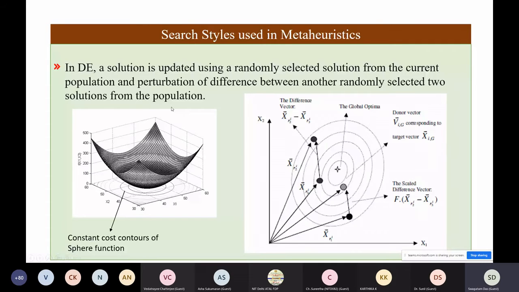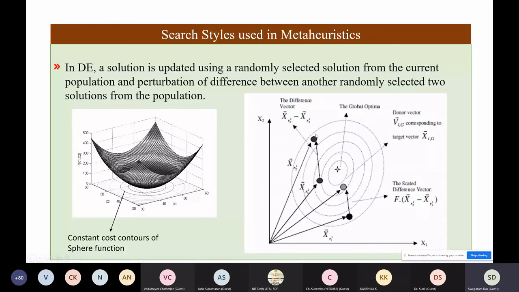So for each member, we randomly select 3 other population members. We take the difference between 2 of them, scale the difference with a scalar number f, and add it to the third member of the population. So you see, if you are picking up xr2 and xr3, to perturb xi, you take this difference vector according to the triangle law of vectors. This is the difference vector. You scale it with f.